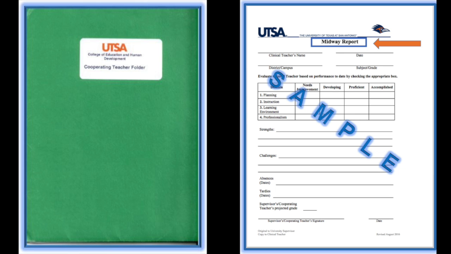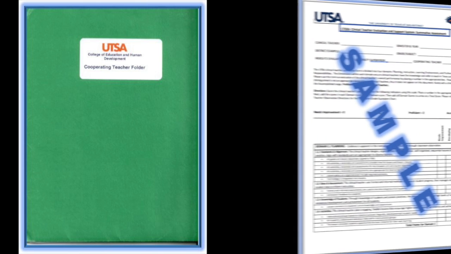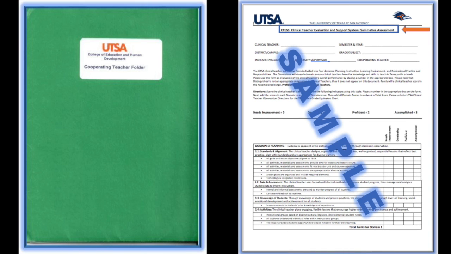The cooperating teacher and university supervisor each complete a midway report, and each should share their midway report with the clinical teacher. At the end of the clinical teaching placement, the cooperating teacher and university supervisor each complete a summative C-test form. The summative form should reflect the clinical teacher's strengths and areas for improvement as observed over the entire course of the placement, not just during one formal observation. A conference should be held with the clinical teacher to discuss the summative form and to sign it. The signed form is turned in to the university supervisor and is kept in the clinical teacher's file at UTSA.